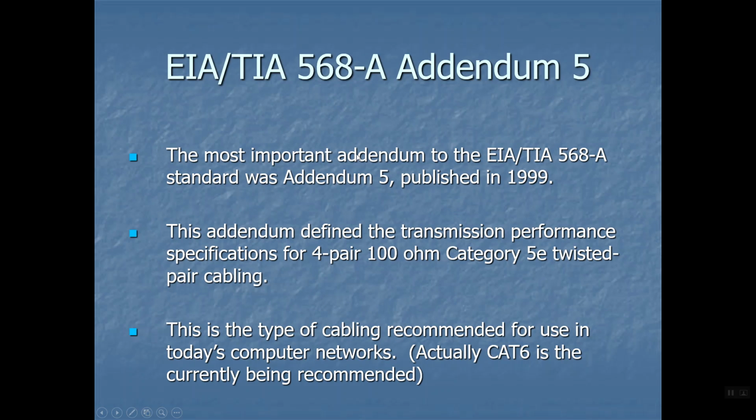So the most important addendum to the EIA/TIA 568A standard was addendum 5, which was published in 1999. These are just publications that dictate the standard of the cable. The addendum defined the transmission performance specifications for 4 pairs running at 100 ohms, Category 5E twisted pair. This is the type of cabling recommended for use in today's computer networks.